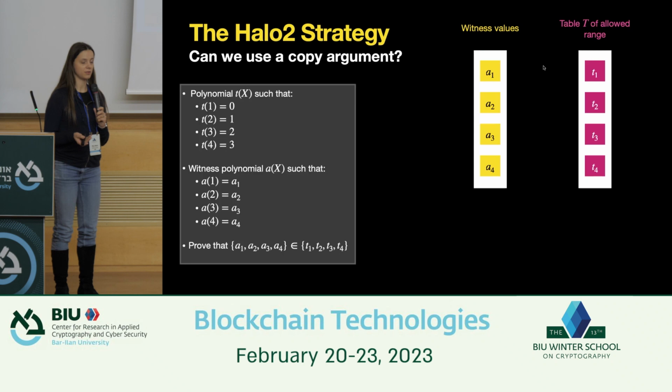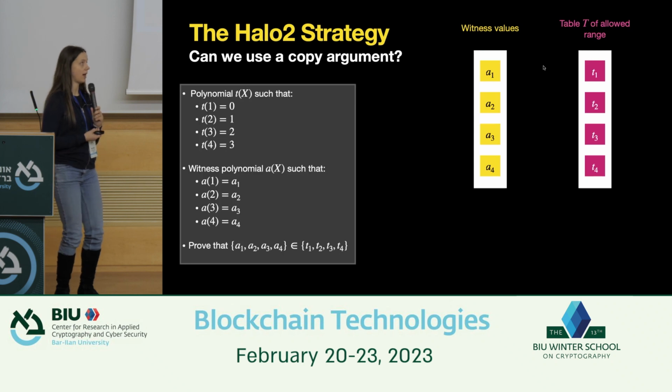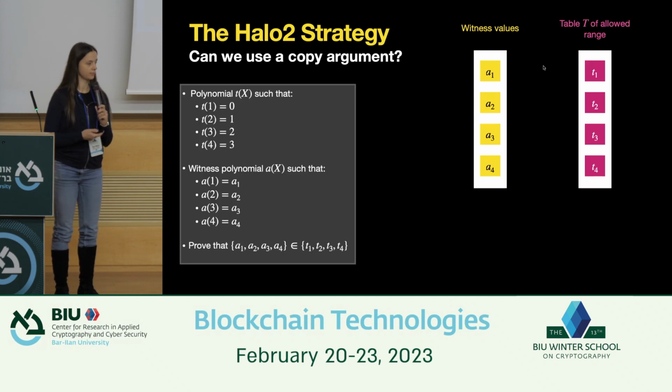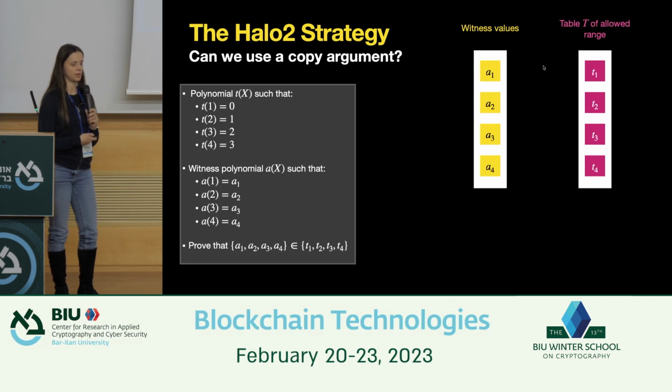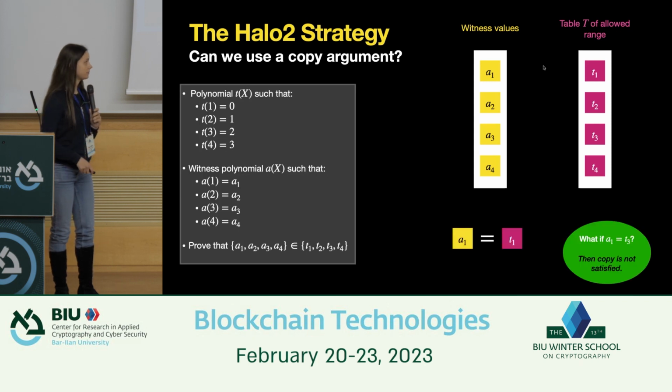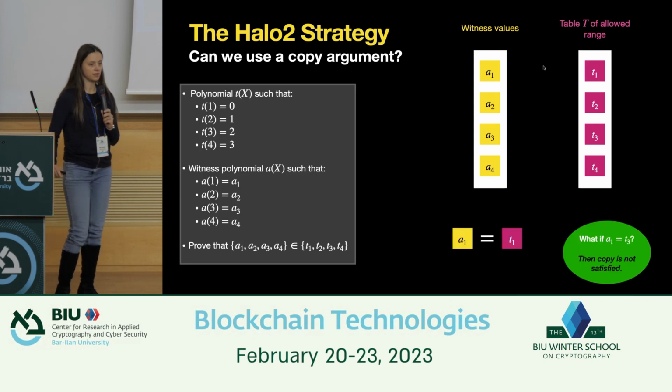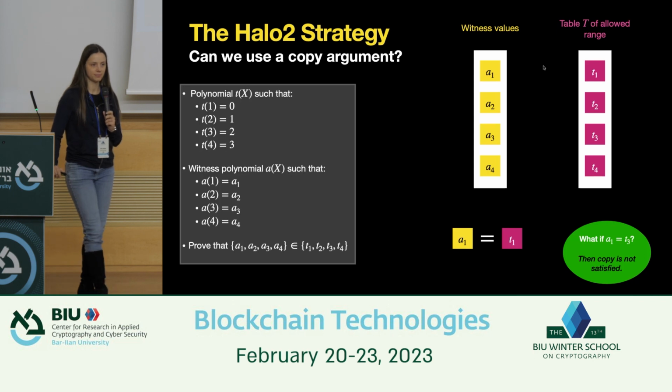Okay, so we have our set of witness values, and we have our table. And we want to try and prove that every single witness value is included in this table, and we want to do it just using copy constraints. Well, let's say I have the copy constraint A1 equals T1. In the particular case where A1 does in fact equal T1, then we're good, I can prove the stuff.